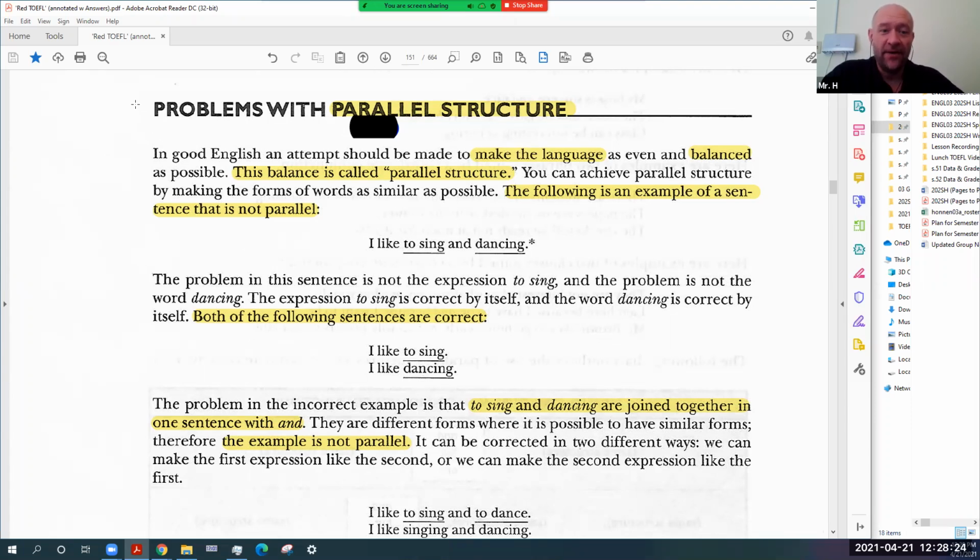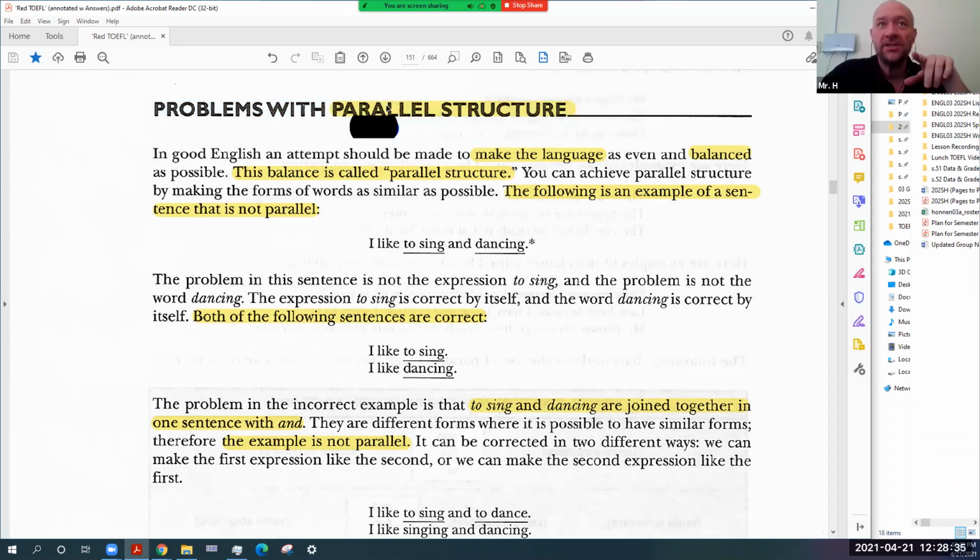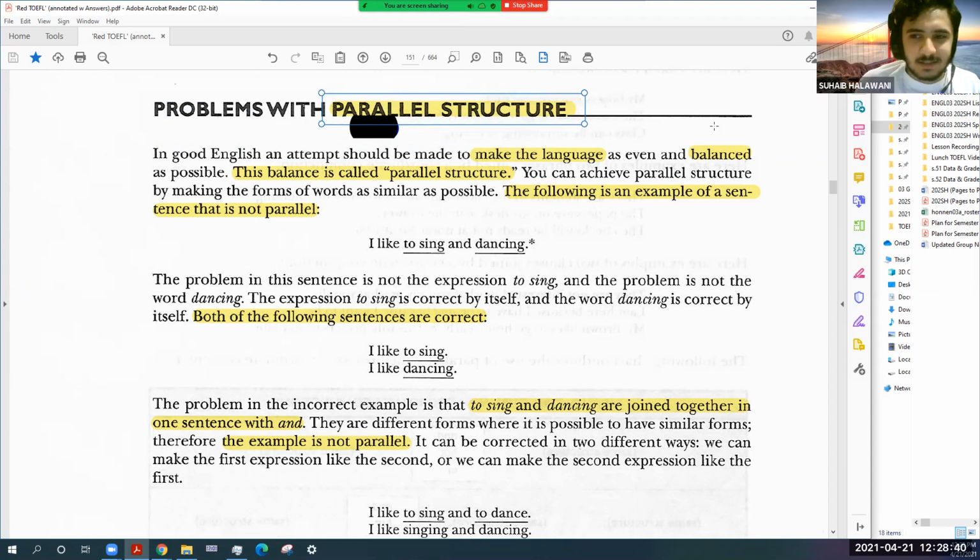Okay. All right. At the top, Suhaib, can you read at the top? What does it say? Problems with parallel structure. Now, do you know the word parallel? Do you know the meaning of parallel? Yeah. You know, in mathematics, right? In math, yes. Is this parallel? No, it's perpendicular. Right. This is perpendicular.